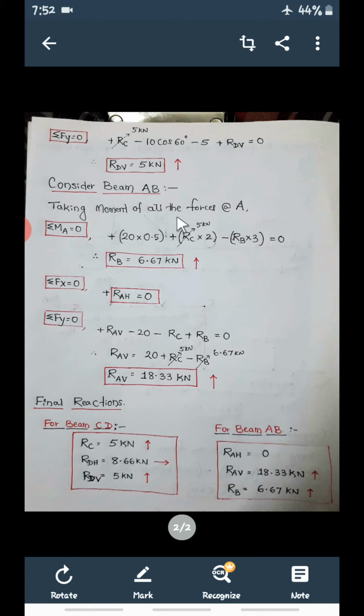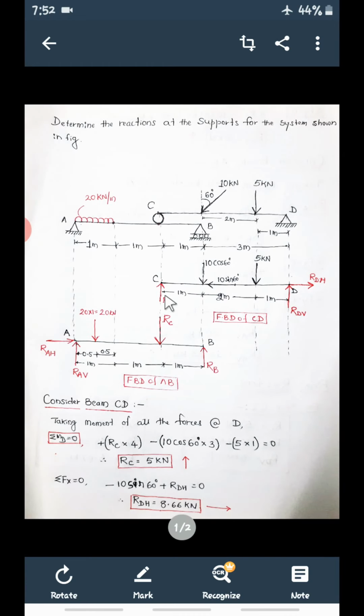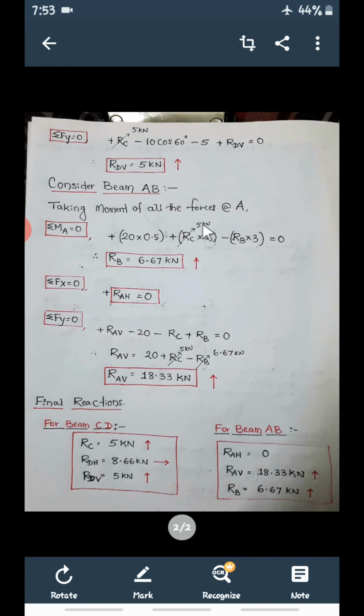So our RC you have already calculated in the previous case. The same RC we will substitute. RC is equal to 5 kilonewton, which we have calculated in this beam. So the same RC value we will substitute here, 5 kilonewton. So from this I can get RB. RB is equal to 6.67 kilonewton. This is a plus value, which means whatever direction we have assumed is correct.